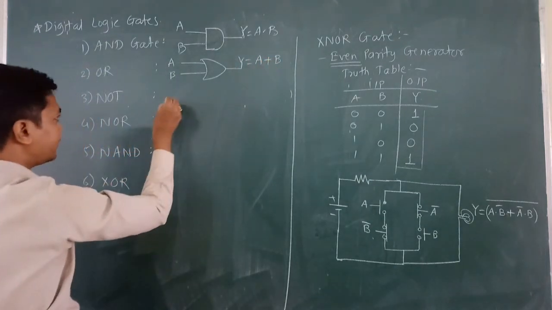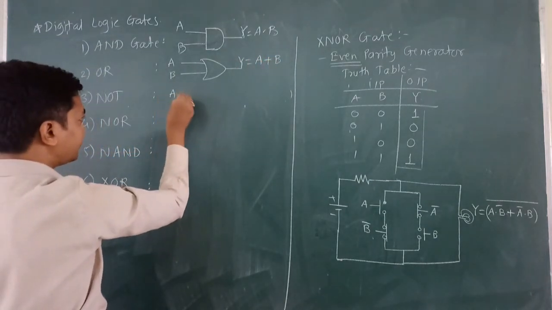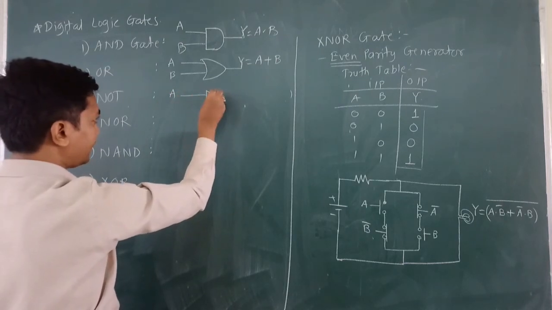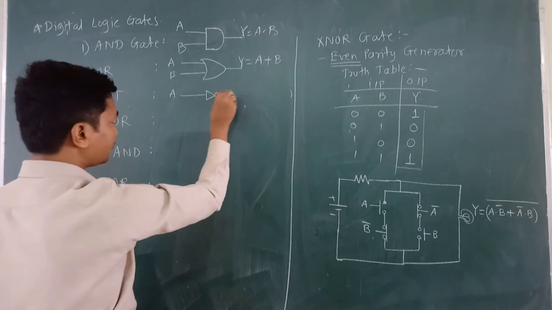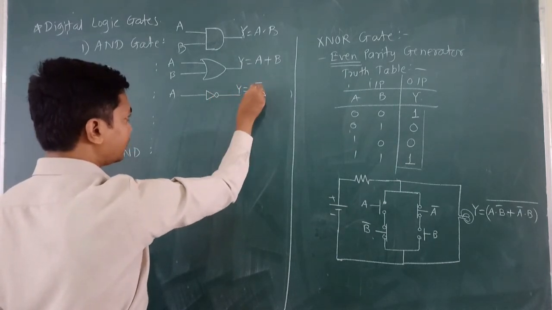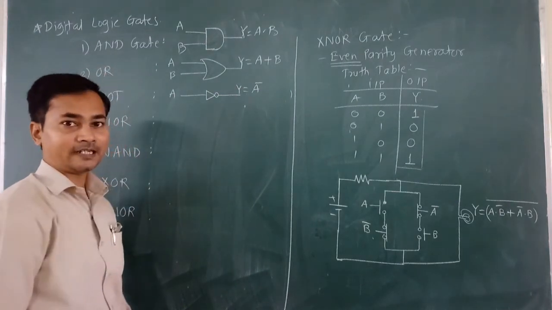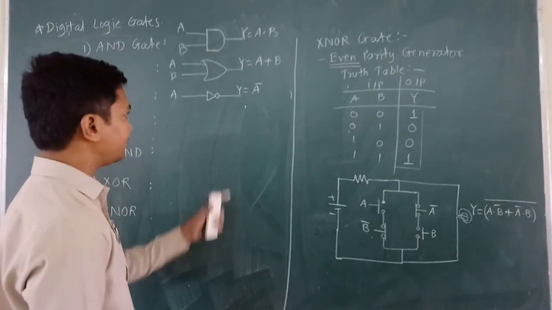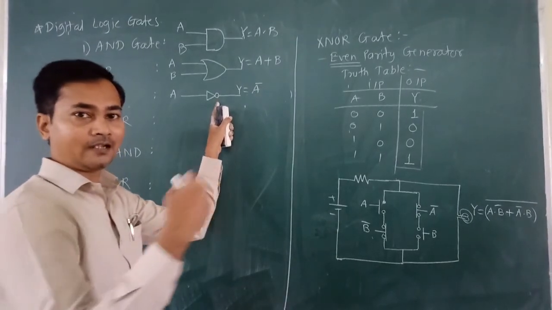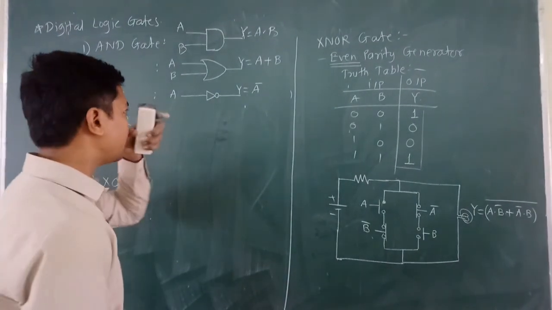Next, NOT gate. So NOT gate symbol is a triangle and a bubble. So this bubble indicates NOT operation. Okay, bubble indicates NOT operation. So wherever you draw this bubble, it will complement the input. Okay, it will complement the input.